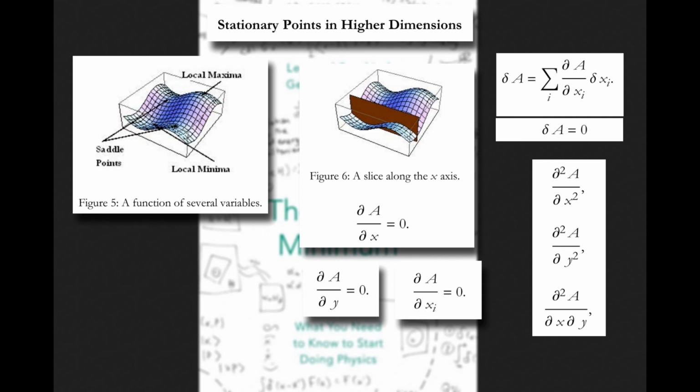The tops of hills and the bottoms of valleys are local maxima and minima of a(x, y), but they are not the only places where the terrain is locally horizontal. Saddle points occur between two hills. You can see some examples in Figure 5, a function of several variables.